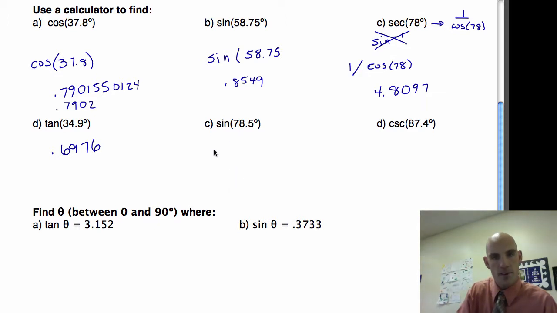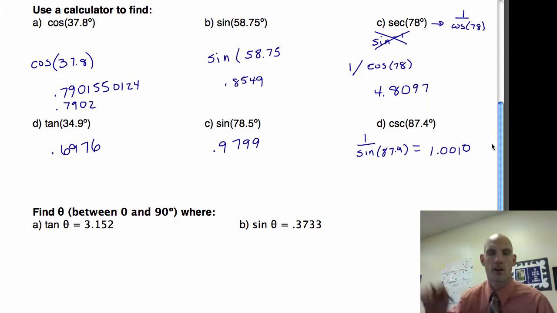Sine of 78.5 gave me 0.9799, rounded to 4 decimal places. And this cosecant here I know is 1 over the sine of 87.4. And so that's going to give me 1.0010, and then 3 on and on. So that's the basics.